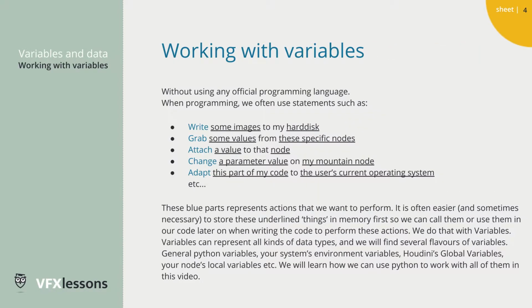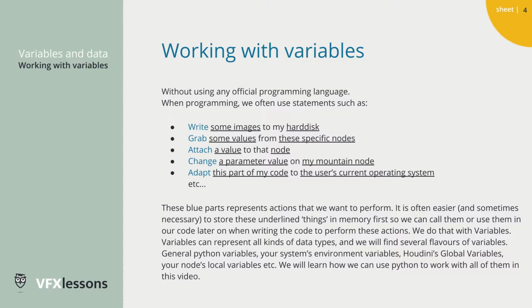Without using any official programming language, when programming, we often use statements such as write some images to my hard disk, or grab some values from these specific nodes, or attach a value to that node, or change a parameter value on my mountain node, or adapt this part of my code to the user's current operating system, and so on. So these blue parts represent actions that we want to perform, but it's often easier and sometimes even necessary to store these underlined things in memory first, so we can call on them or use them in our code later on when writing the code to perform these actions.